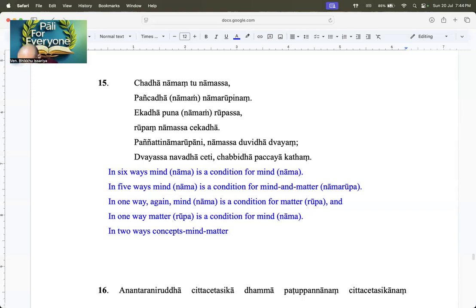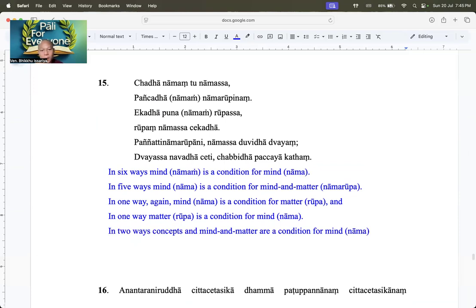Okay, briefly. So concepts and mind and matter. And so mind and matter are condition for Pinyadi nama rupani namasa, for mind. So nama. Okay. So in this, briefly, it can be here.